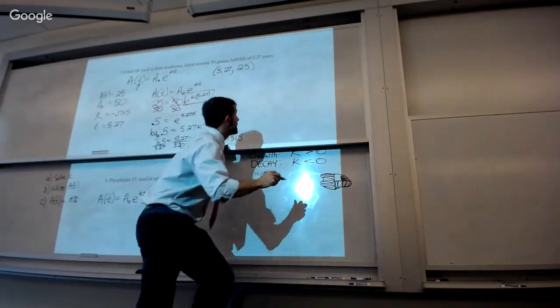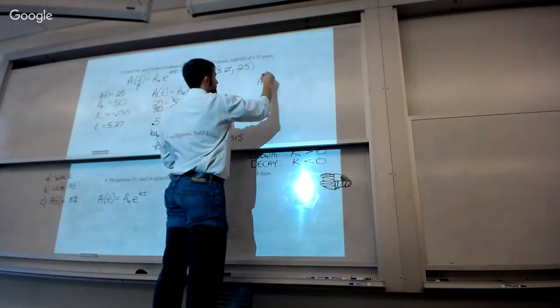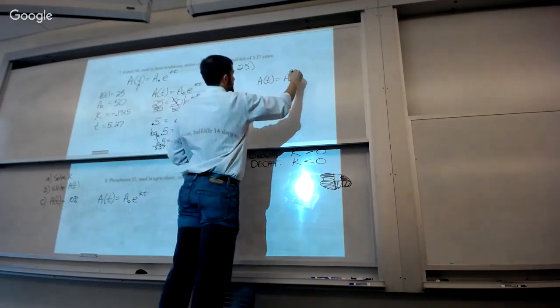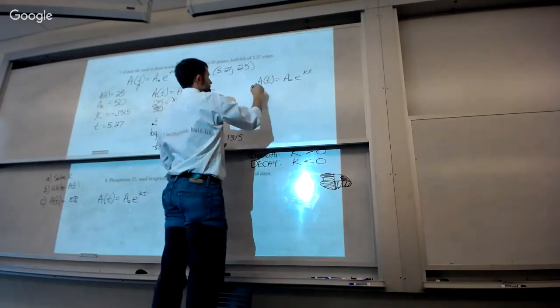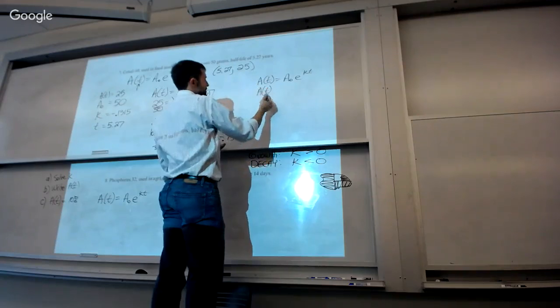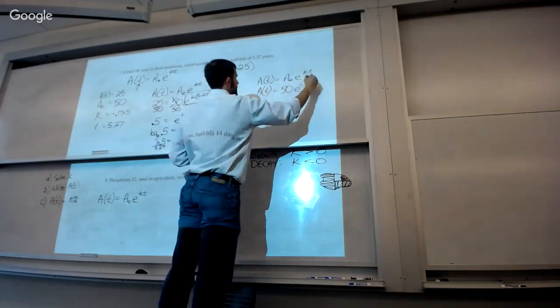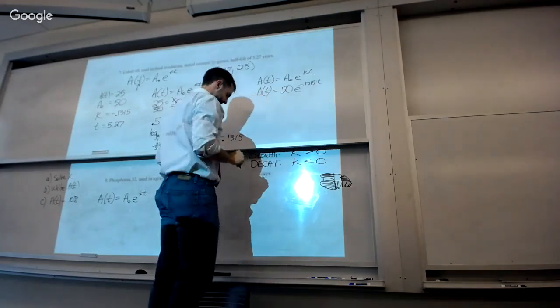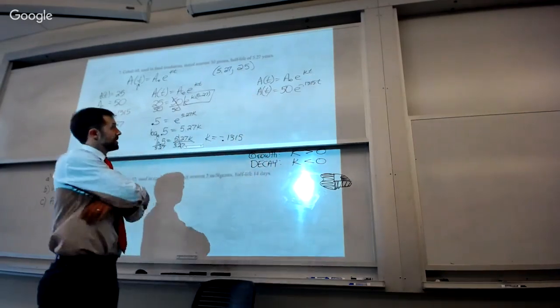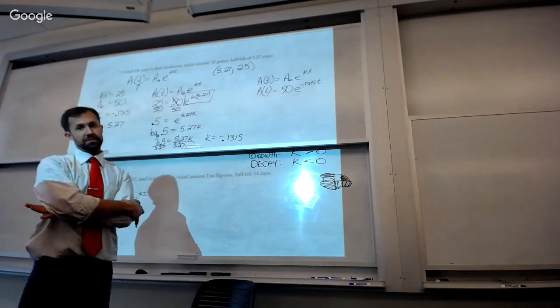So now, again, if you write the function blank first, A of t equals A sub naught e to the kt. Plug in what we know. This function, the amount of substance as a function of time, is the original 50 grams e to the negative 0.1315t. Okay, so that was part B, just write down the function.